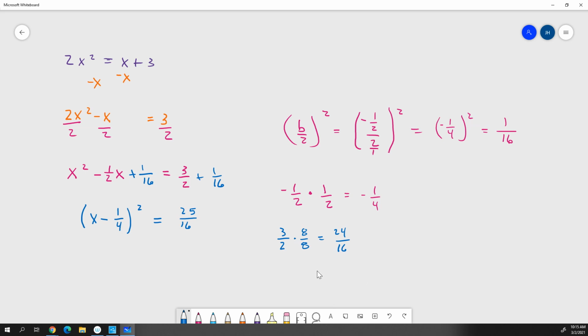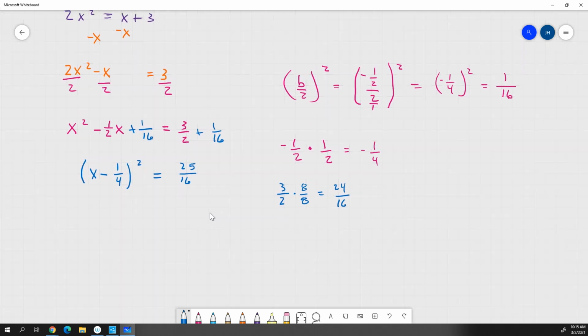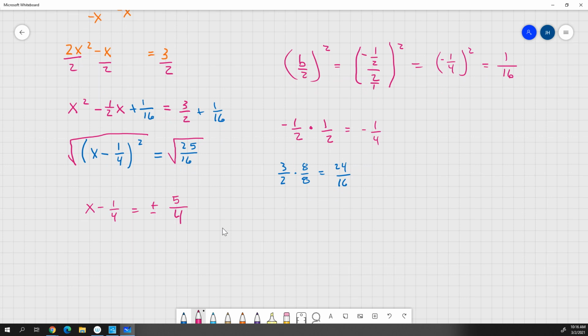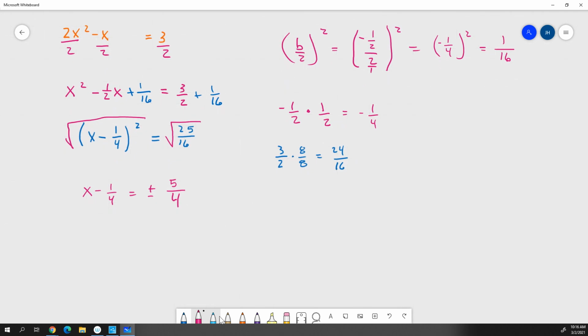And I like that. And the reason that I like that is because it's going to make this math a whole lot easier, right? Because I'm about to take the square root of both sides. And when I do that, this is going to give me x minus 1/4 equals plus or minus the square root of 25 is 5, and the square root of 16 is 4. So it's plus or minus 5/4. So the reason I like that is because we have common denominators here, right? So when I add 1/4 to both sides, we don't have to find common denominators because they're already common.